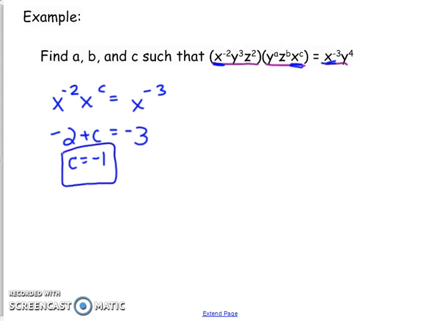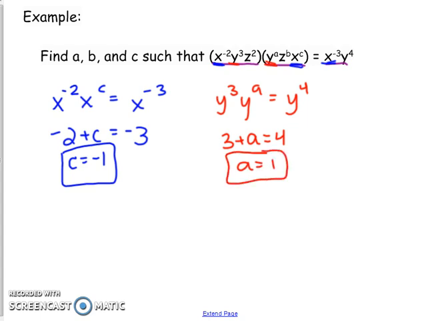Okay, so we're going to do the same thing now for the other terms. So for the y, we have y cubed, y to the a equals y to the 4th. So again, we're going to add 3 plus a equals 4. So a is going to equal 1.